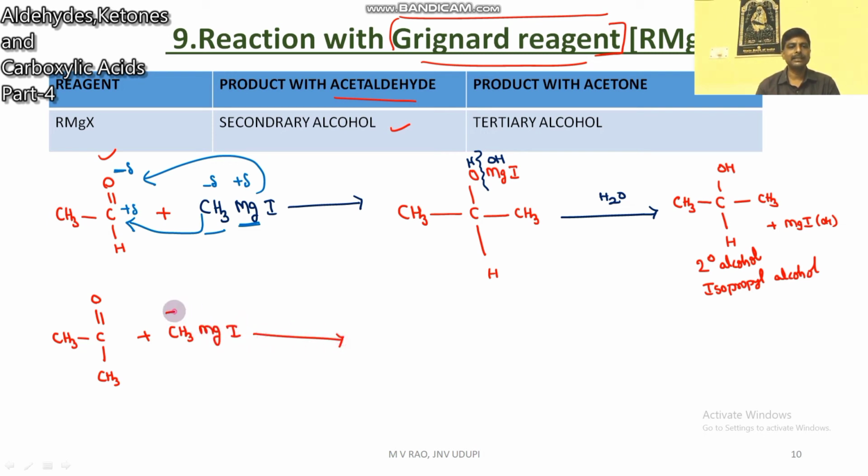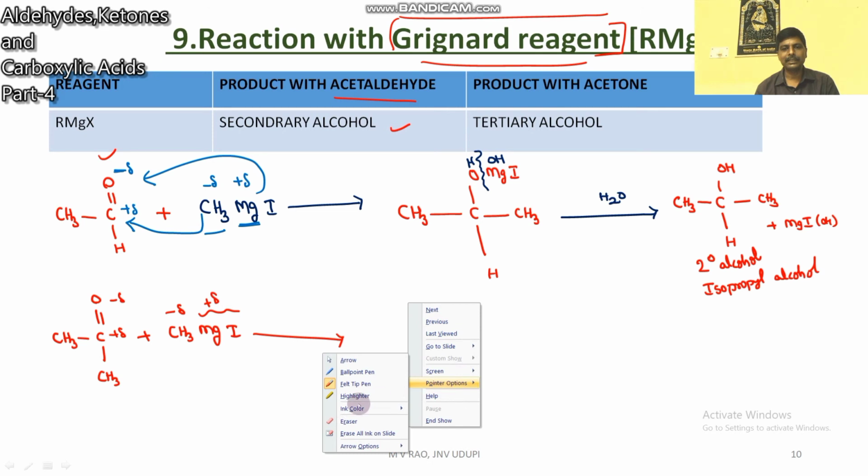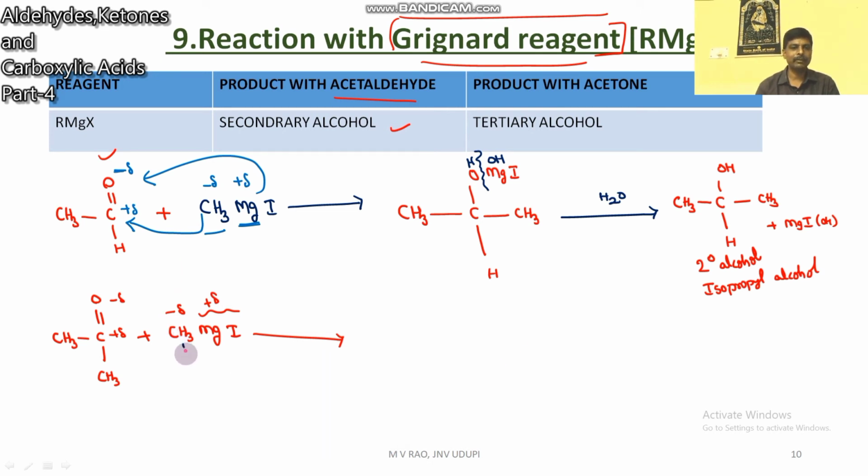This carbon is delta minus, the metal is positive. O is delta minus, carbon is delta plus. Then what will happen? Opposites attract. So positive moves towards negative, and negative to this negative. Now the intermediate is CH3 OMgI, here CH3.